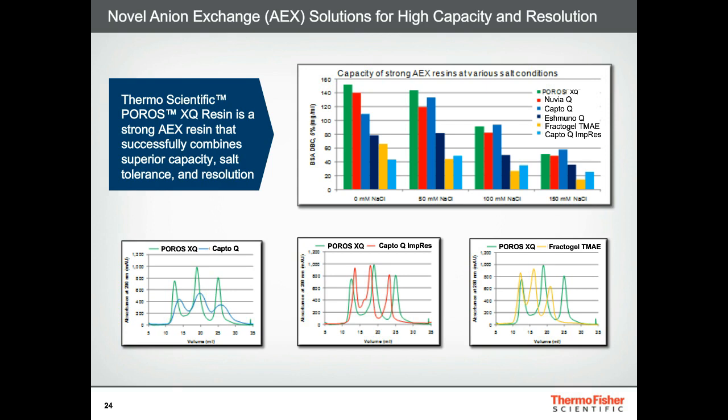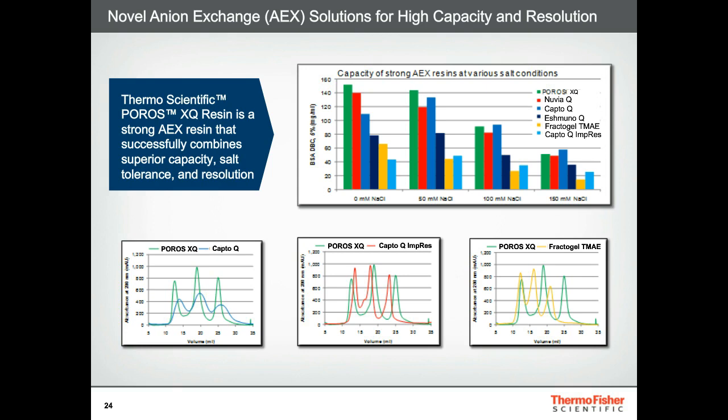POROS XQ, when compared to 5 commercially available anion exchange resins, provides best-in-class capacity and salt tolerance, shown in the top graph. POROS XQ was compared to a variety of competitor resins, and the only resin that could provide similar binding capacity was CaptoQ. CaptoQ, however, does not provide the unique combined feature set of high capacity, high salt tolerance, and resolution. In particular, CaptoQ presents poor resolution capability. The lower left graph compares POROS XQ and CaptoQ resolving a 3-protein mix using identical conditions.